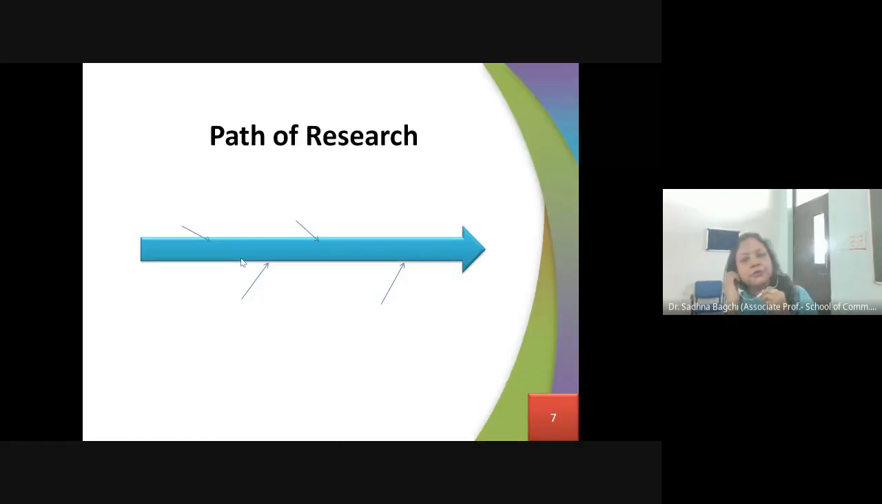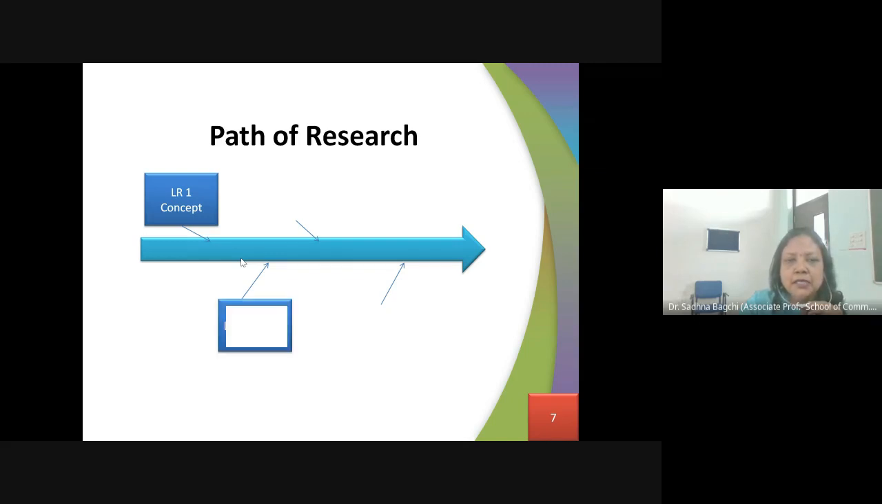Now we are going to discuss the path of research, because it's a good research paper. How you are starting your research is very important. What path are you taking? First is the LR1, that is conceptual development. You are taking the help of the LR to develop the conceptual or theoretical base. After LR1, you come to the conceptual study and the theory behind the study. And LR2 is when you go deep into what type of analysis is being done by various authors.